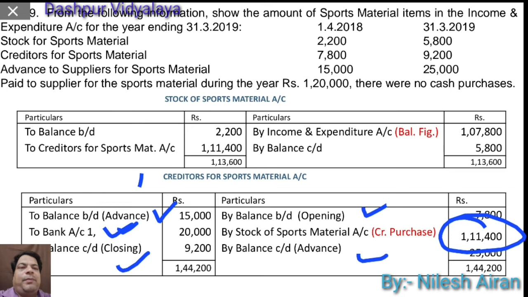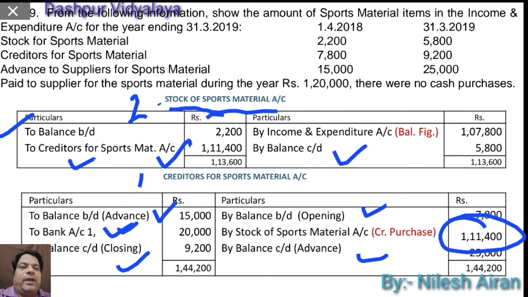Now we'll have to prepare the second account, that is sports material account. Opening stock will be recorded in the debit side and closing stock will be recorded in credit side. Now creditors accounts balance, that is the amount purchased or the credit purchased during the year, that will be recorded in the debit side, because stock account is a real account. Debit what comes in and credit what goes out. So material received during the year, that will be recorded in the debit.